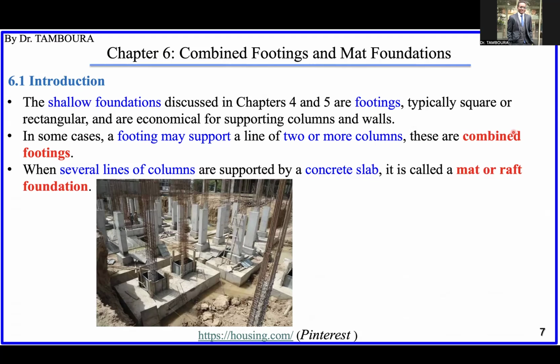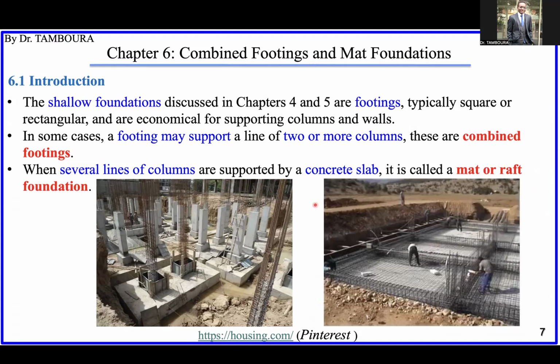And sometimes we have even several columns, lines of columns that are supported by a concrete slab. Okay, like instead of having a slab roof, we have a concrete slab on the ground that will receive a lot of columns. Okay, in that case we will talk about mat or raft foundation. For example, you have the whole building resting on this slab. You cannot see a single isolated footing or combined footing like this. Everything is like one giant footing, or let's say slab. So in that case, we call it mat or raft foundation.